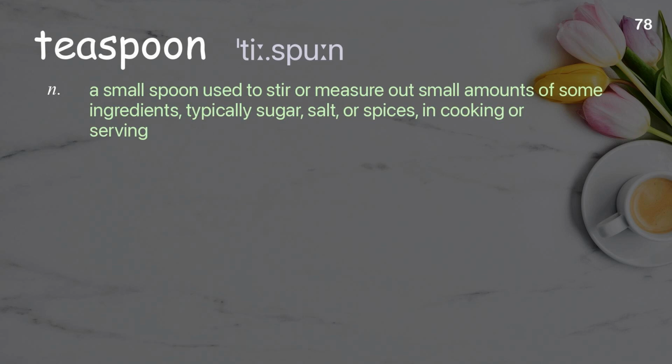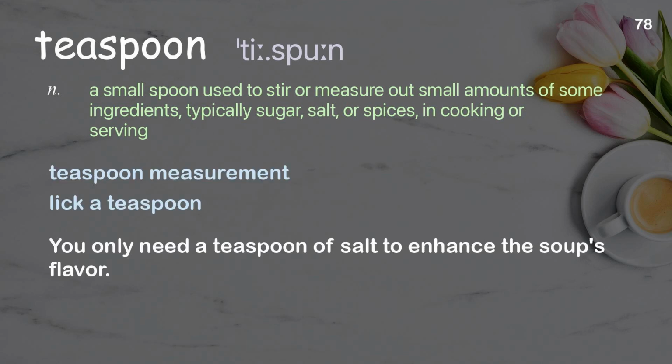Teaspoon. A small spoon used to stir or measure out small amounts of some ingredients, typically sugar, salt, or spices, in cooking or serving. Examples: Teaspoon measurement. Lick a teaspoon. You only need a teaspoon of salt to enhance the soup's flavor.